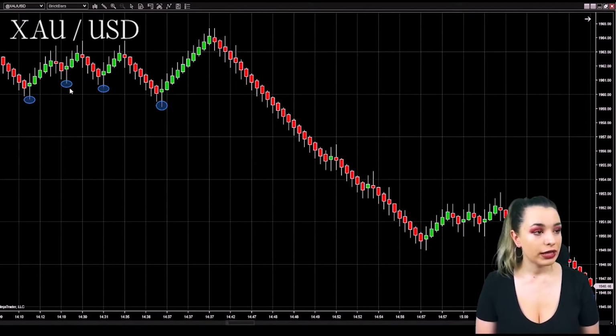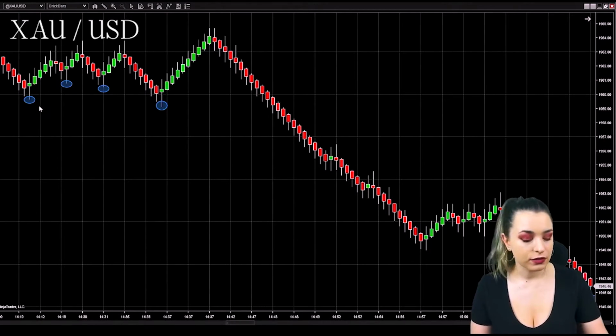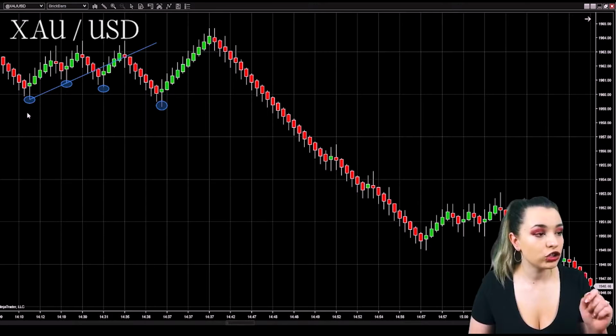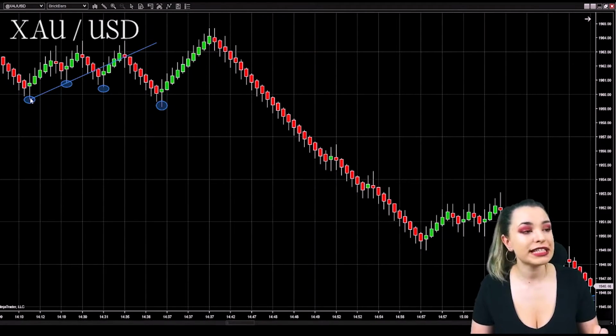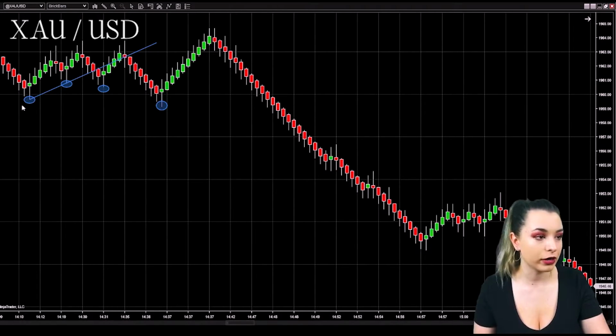Now, in order to do that, you just need to identify the trend lines themselves. You would be looking at drawing a trend line that would match two consecutive pivot points that are important in your price action trading market.